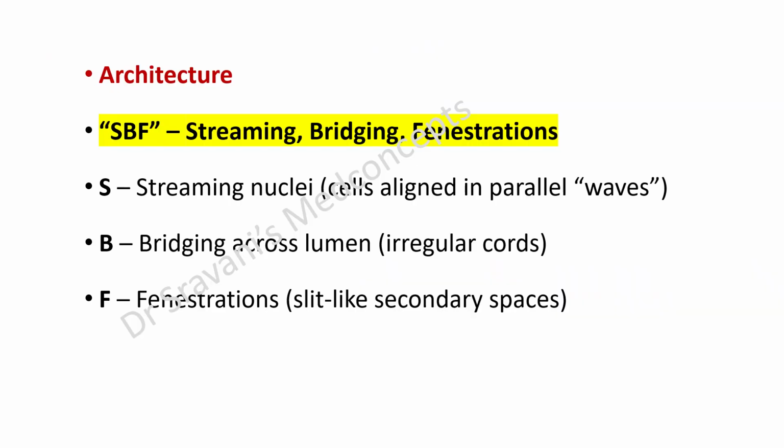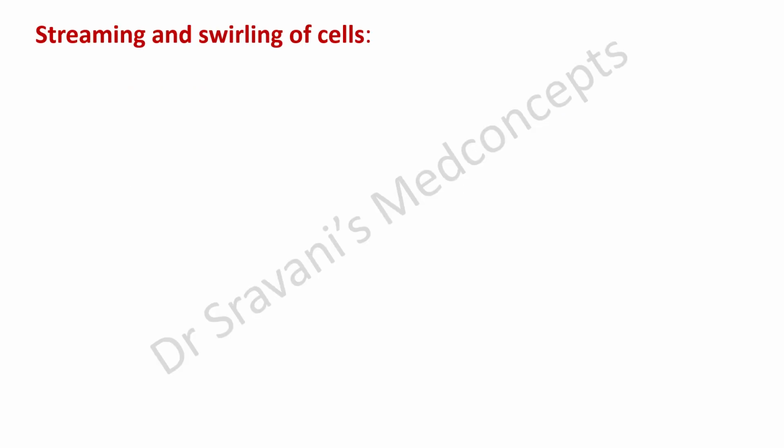Coming to the architecture, we'll see three patterns: streaming pattern, bridging pattern and fenestrations. Streaming is where the cells are aligned in parallel waves, that is there will be streaming of nuclei, and bridging occurs across the lumen in the form of irregular chords, and fenestrations are the slit-like secondary spaces.